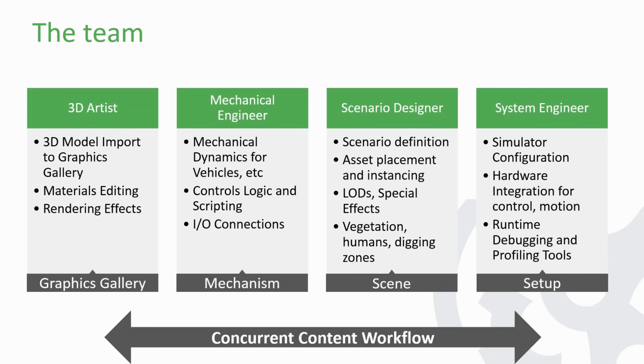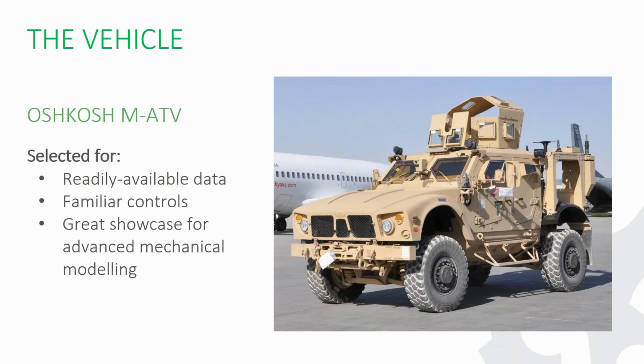The vehicle that was chosen for the demonstration was the Oshkosh M-ATV. It's a mine-resistant armored vehicle that's been deployed by the United States Army as well as several allies in the Middle East and other locations. Now we've selected the M-ATV for a couple of reasons.